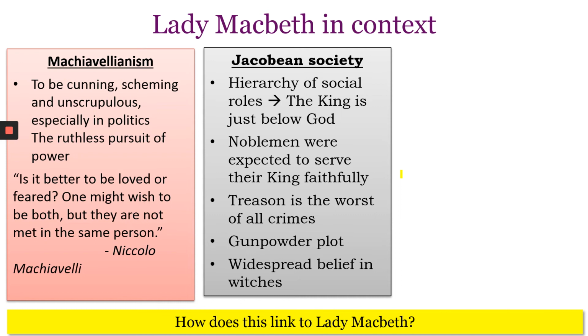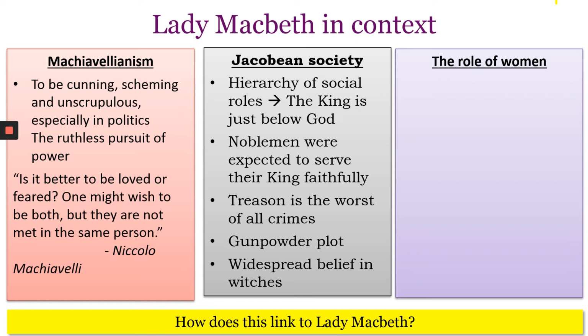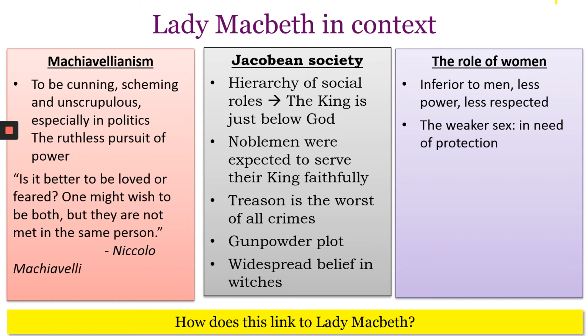Finally, let's have a look at the role of women in Jacobean society. Women were essentially second-class citizens in Jacobean society. They had extremely limited legal powers. For instance, they were forbidden from owning most of their own property. They were essentially seen as inferior to men. They had a lot less power and were less respected members of society. They simply weren't seen as important. They were the weaker sex in need of the protection of men.